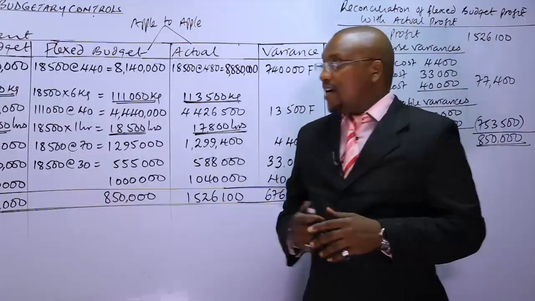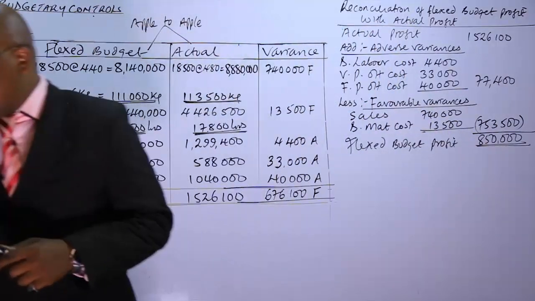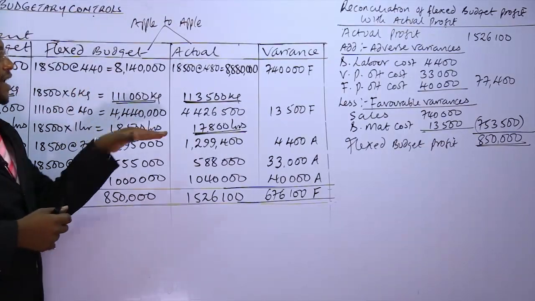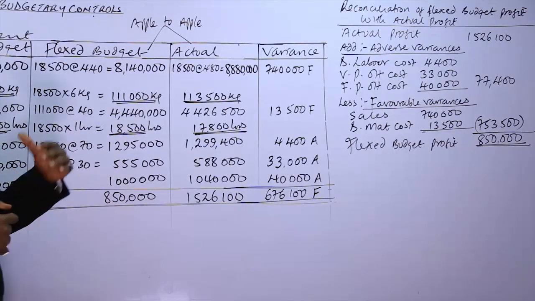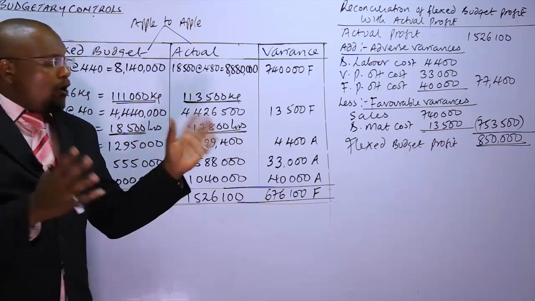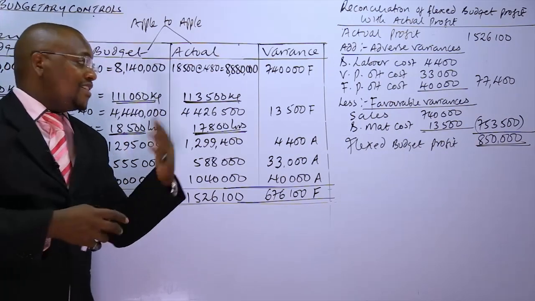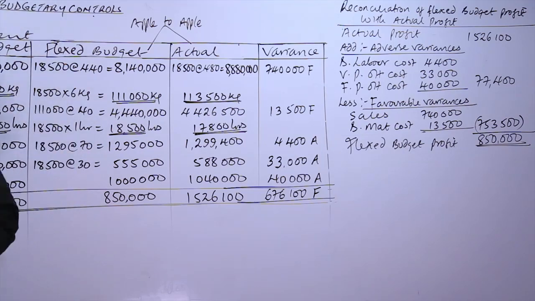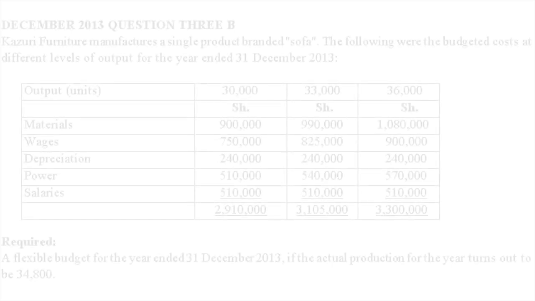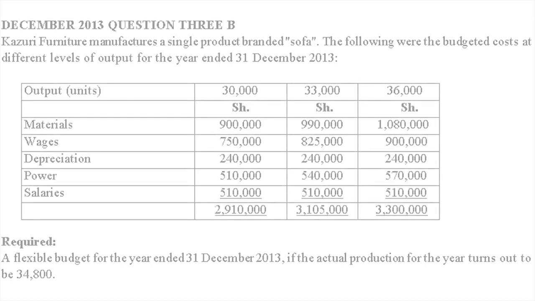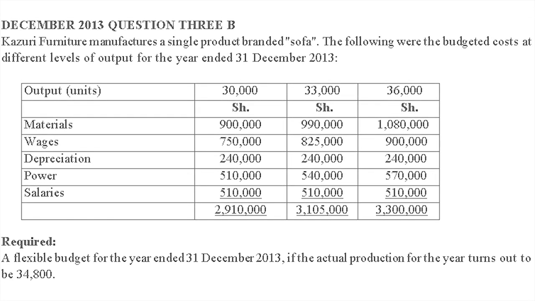So we have seen how we can even reconcile this actual and the budget and the flexed budget profits. So that is one of the ways we can prepare the flexible budget using the units. We can use the units and make a comparison. But at the same time, we can also use the percentages where you operate at this percent and this percent. We want to know how the cost can be flexed and we prepare a budget. Now, we can try another example where we are going to look at the flexible budget as follows.